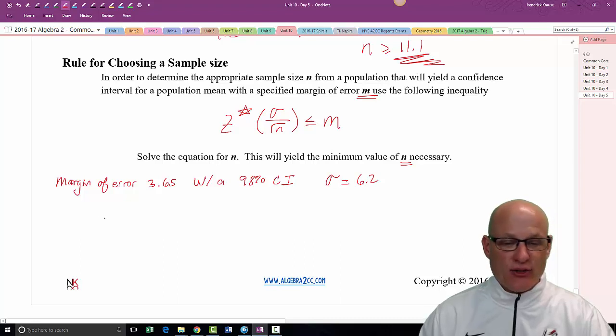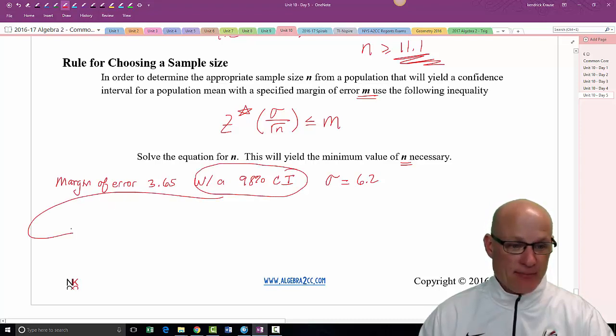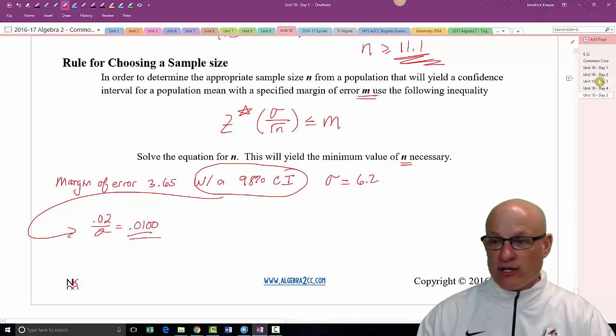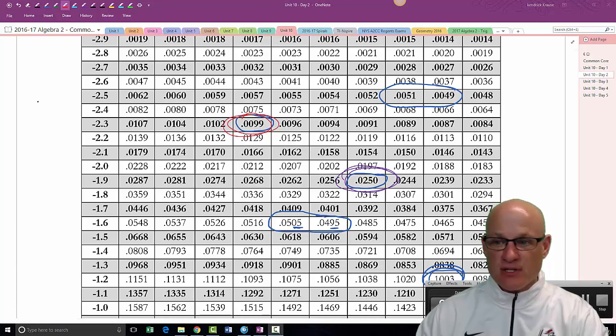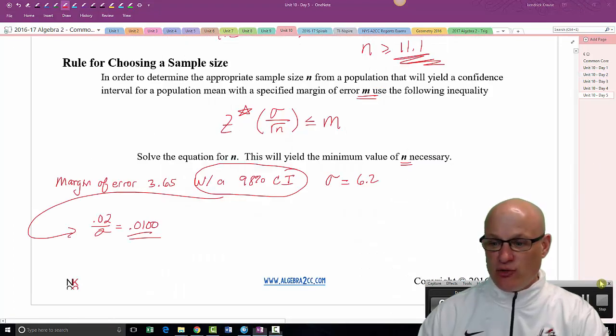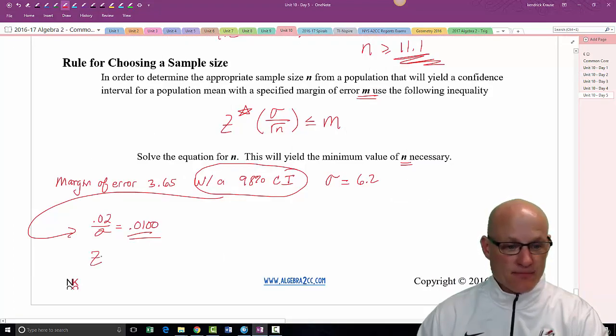Well, the first thing I've got to do is figure out what my Z star is. My Z star is going to come from my confidence level. So we're going to take 98%. That means 0.02 divided by 2 is in each tail, or 0.0100. So I go over here and look at my table for 0.0100, and that's 2.33. So my Z star is 2.33.